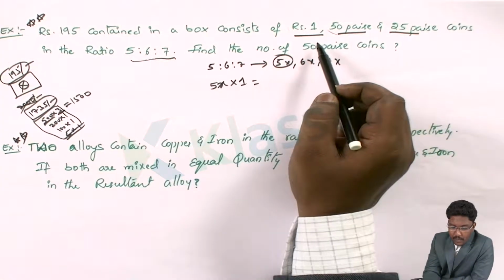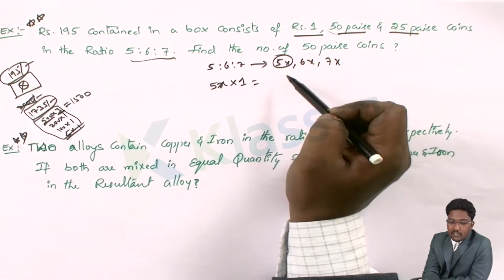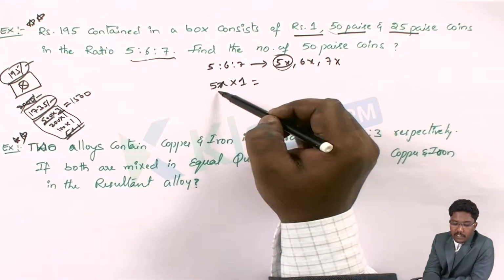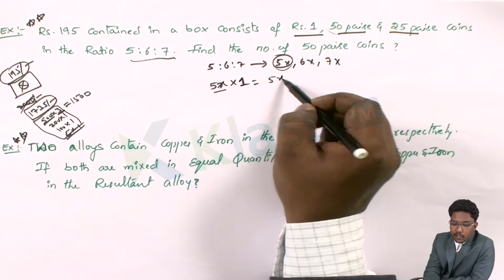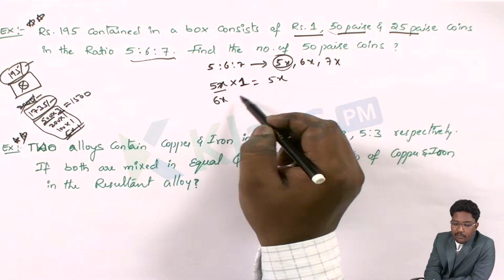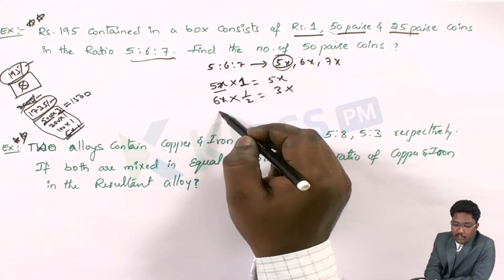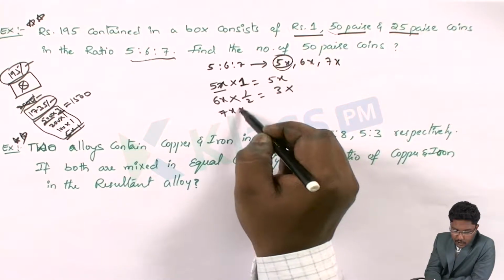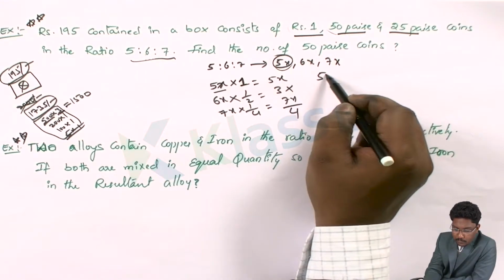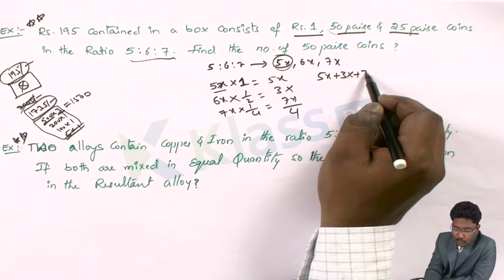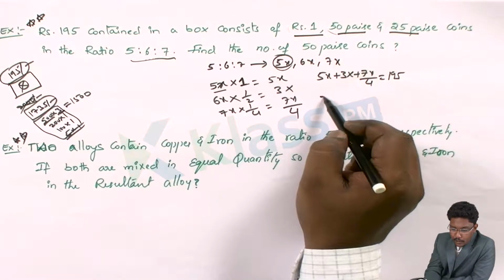In this way, we have 5x coins of 1 rupee. What is the value of those 5x coins of 1 rupee? Means 5x coins into value 1 rupee, means 5x. And what about the 50 paisa coins? 6x into 1 by 2, 3x. And 25 paisa coins, 7x into 1 by 4, 7x by 4. This total value is equal to how much? 195 rupees. Then do it.